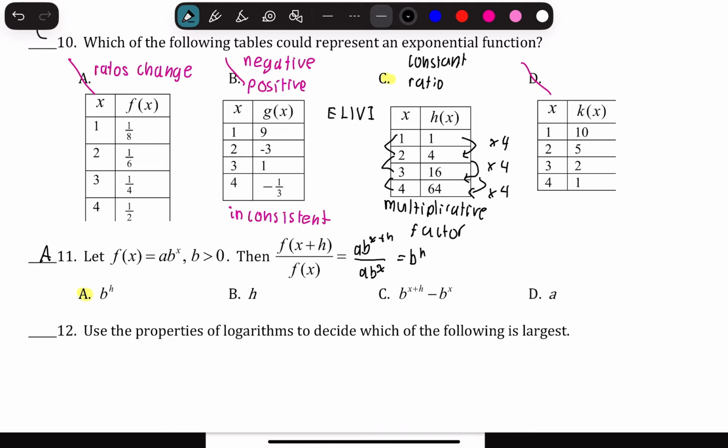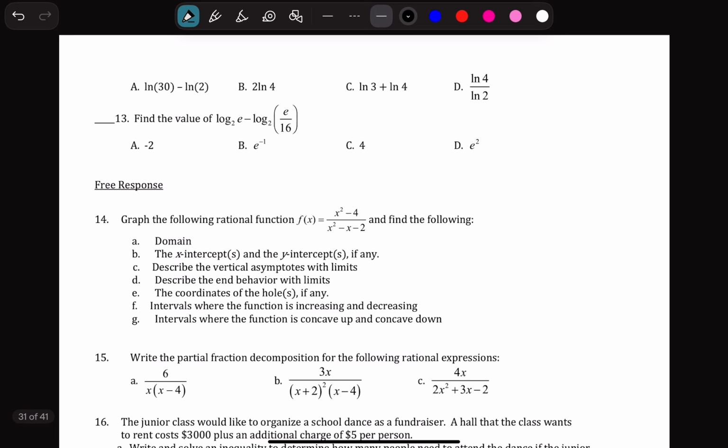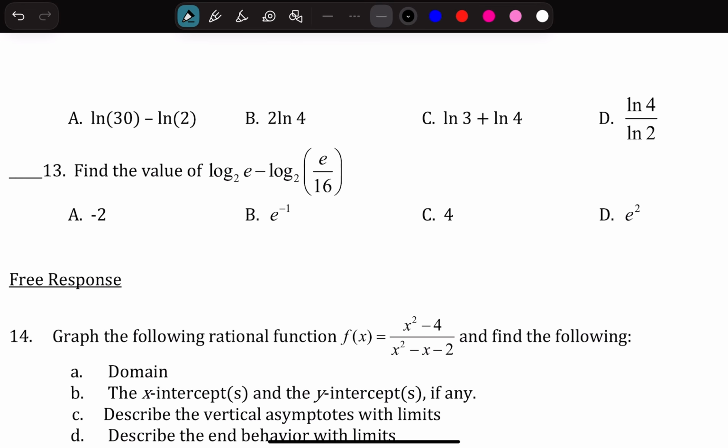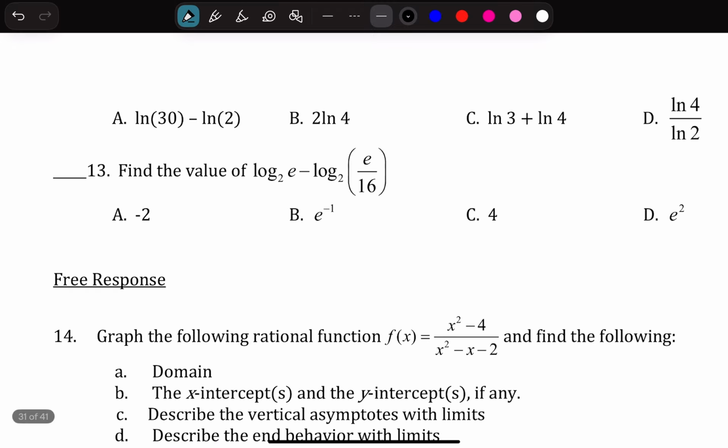Use the properties of logarithms to determine which of the following is largest. So that's on this page. Which of these is the largest? Now, what we will do is start by evaluating each of these. In order to evaluate a logarithm, you're asking what is the base and what can you raise to the power of that to get that expression?